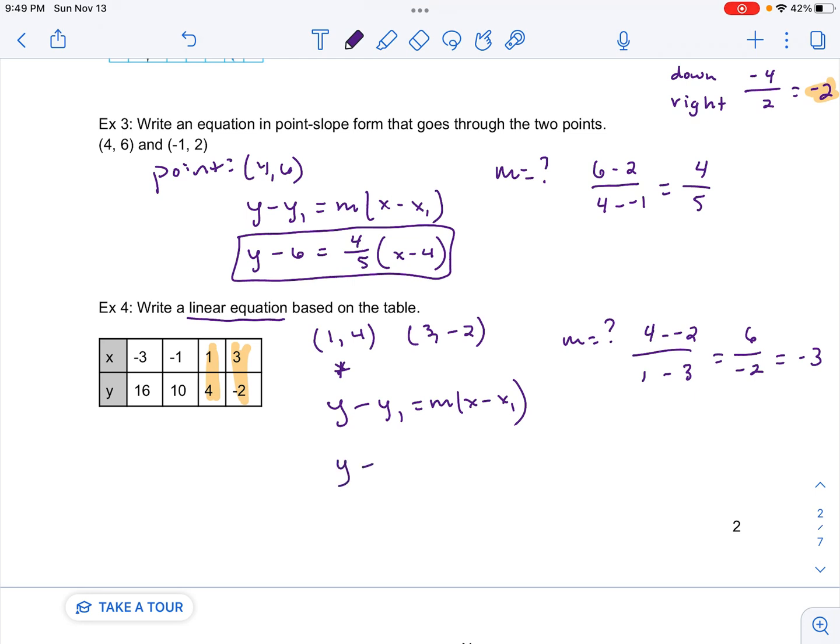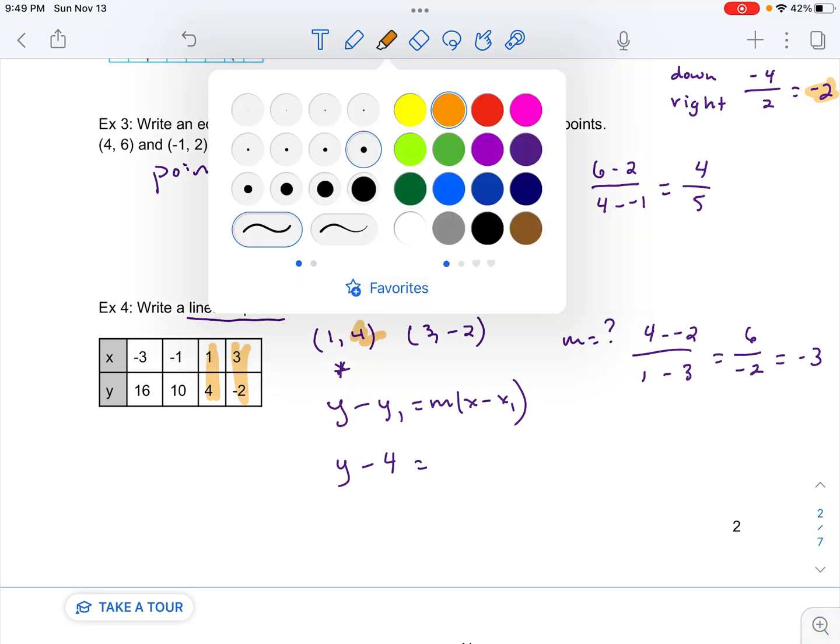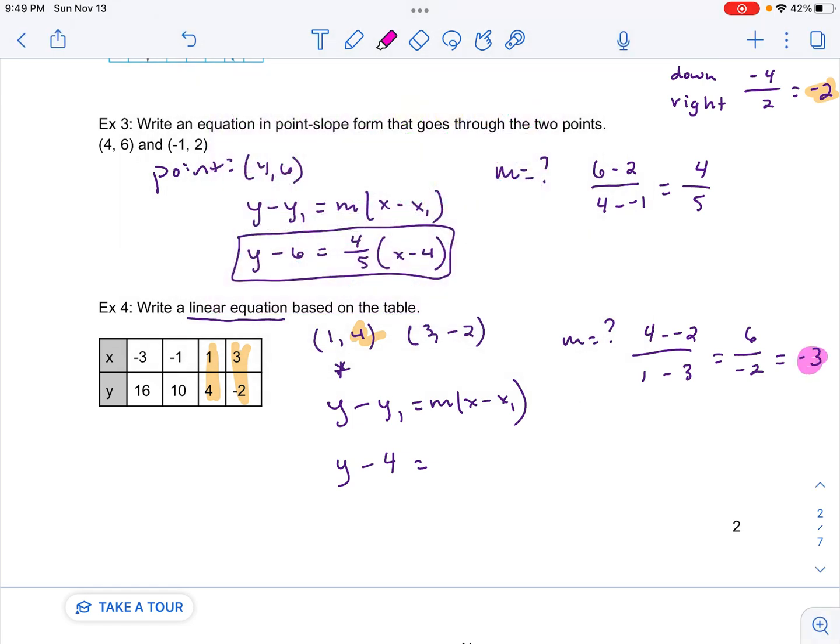So I have y minus my 4, my m is negative 3, and my x is that 1. Again, 1 and 4 were both positive, so they're both going to be a minus there.